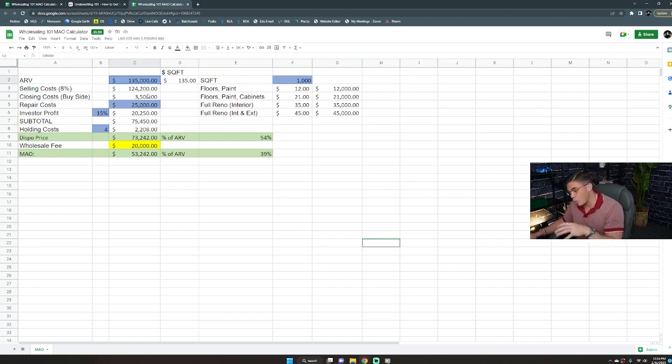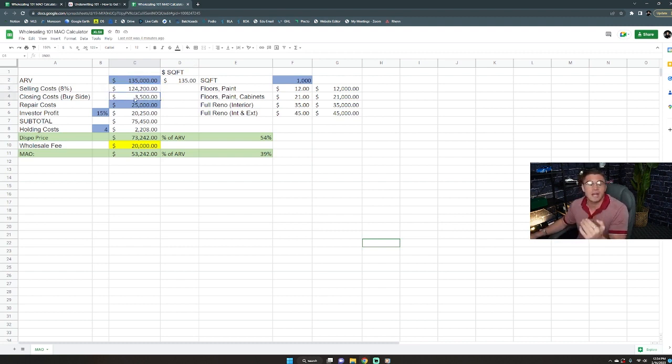So once we can figure out what this property will sell for, we then need to back out the selling costs. This is when they list the property on the market, they're going to use a realtor and they're going to have to pay commissions and closing costs. That's typically going to be about 8%. So we're going to back that number out of the ARV.